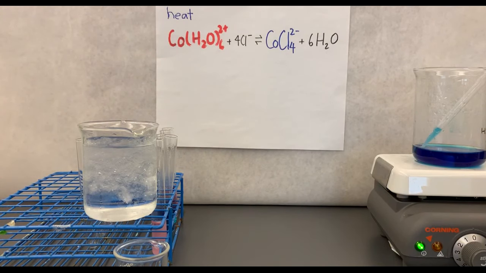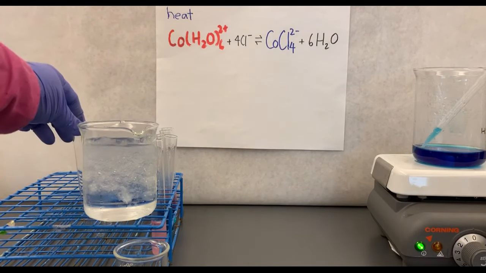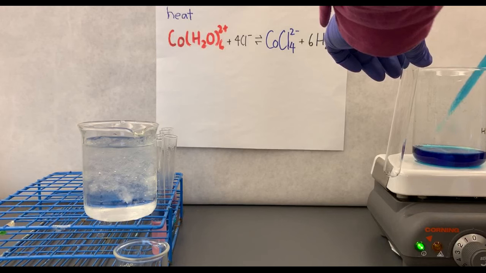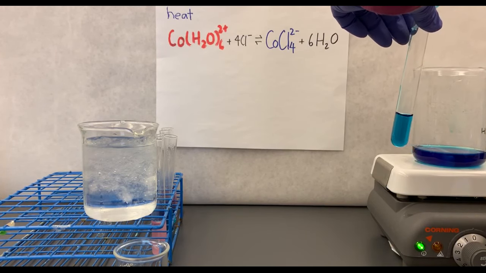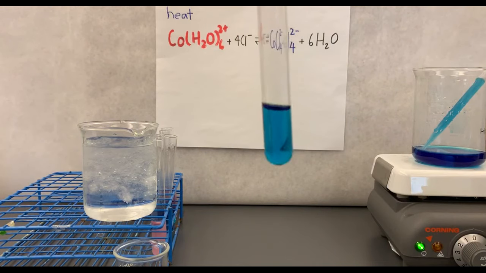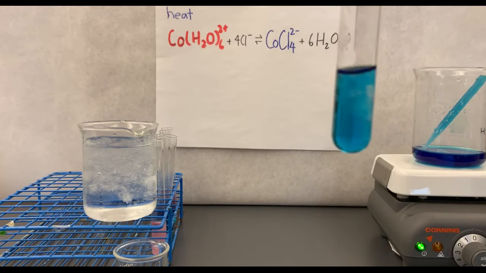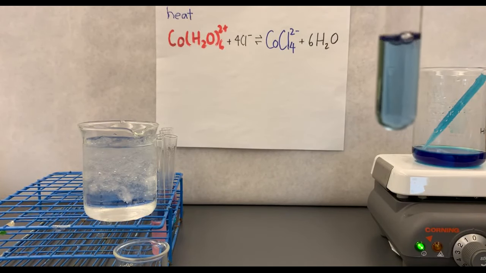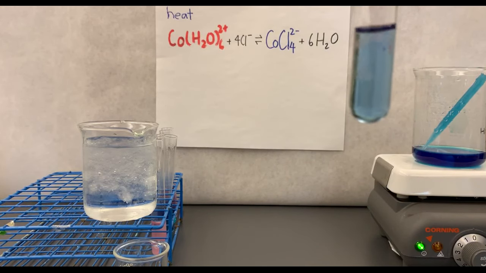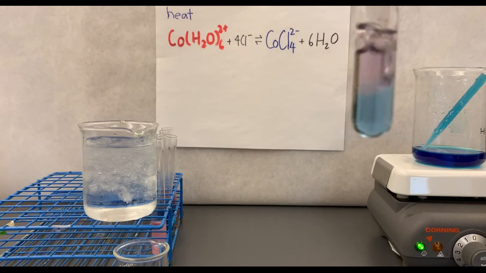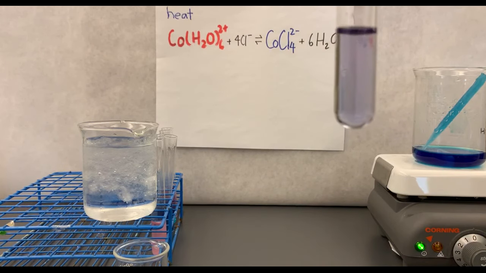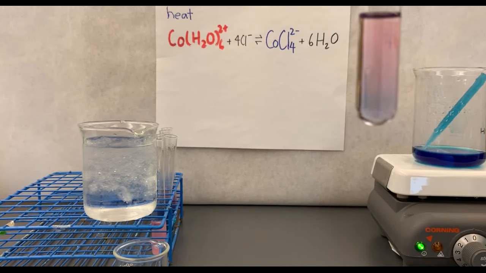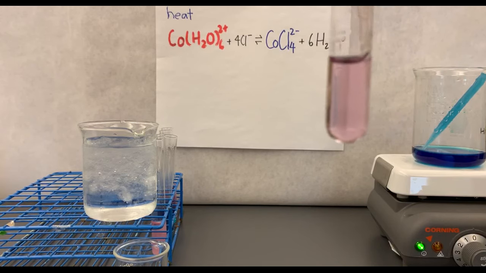Test tube 3 asks us to do the same thing. I'm going to get some of my solution and add it to my test tube. This is test tube number 3. And it says to add water until it turns pink. So let's add water. Okay, I've reached purple, which is half and half. Add a little bit more. Not quite there yet, still purple. Okay, that looks pretty pink to me.